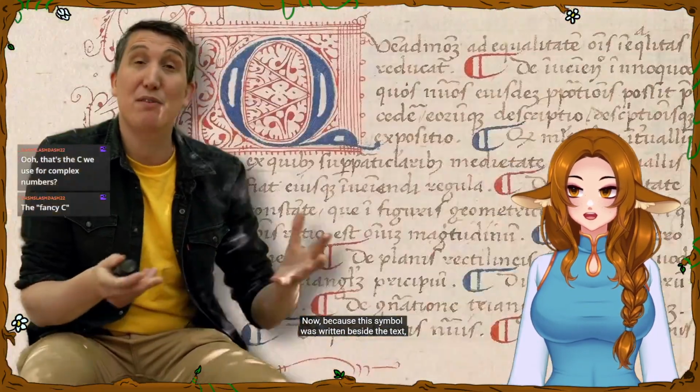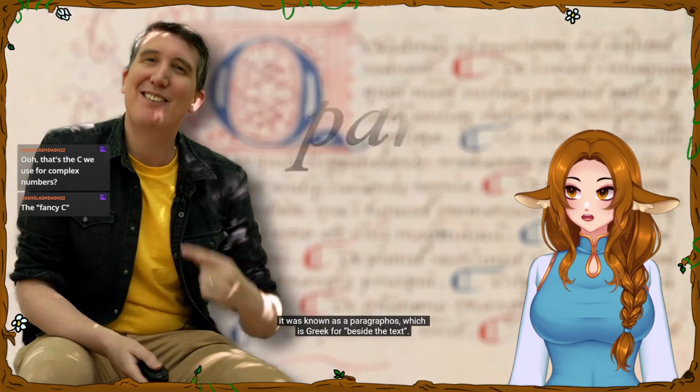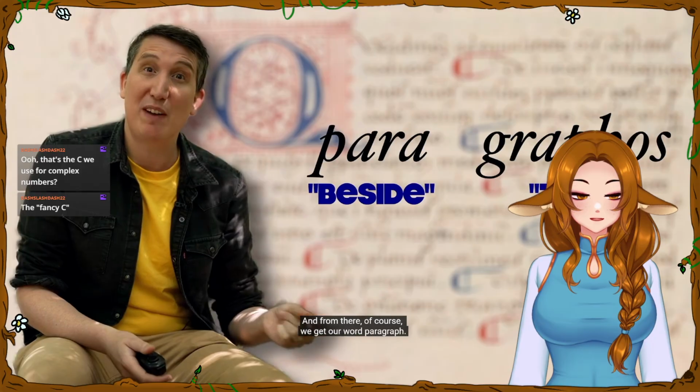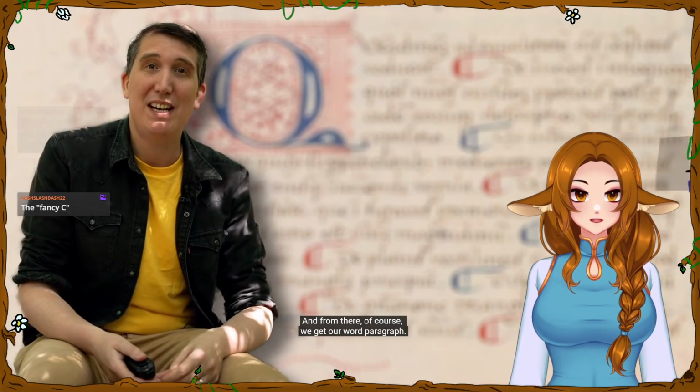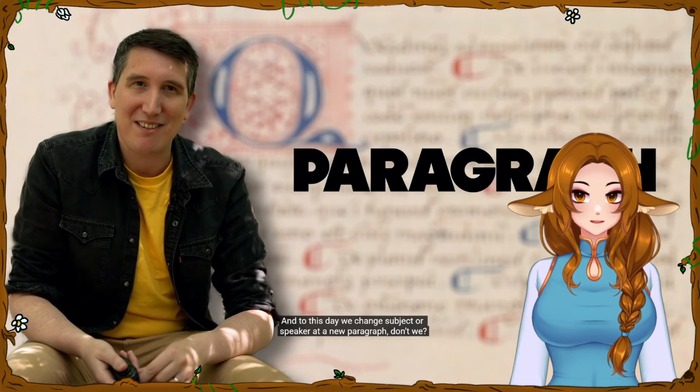Now, because this symbol was written beside the text, it was known as paragraphos, which is Greek for beside the text. And from there, of course, we get our word paragraph. And even to this day, we change subject or speaker at a new paragraph, don't we?